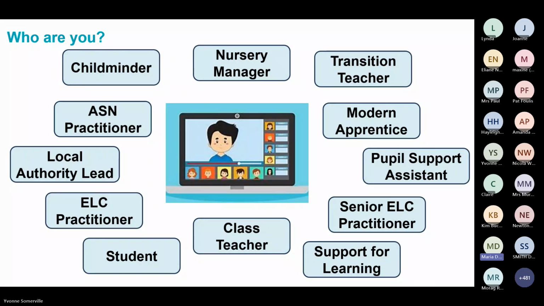So it would be really useful for us if we could find out in particular what role you come to us with tonight. So we're going to share with you in the next slide or two a Microsoft form, and it would be really good for us to find out exactly what role you come to us with tonight. So that's just a wee bit of an explanation about why we've added that into the e-form.